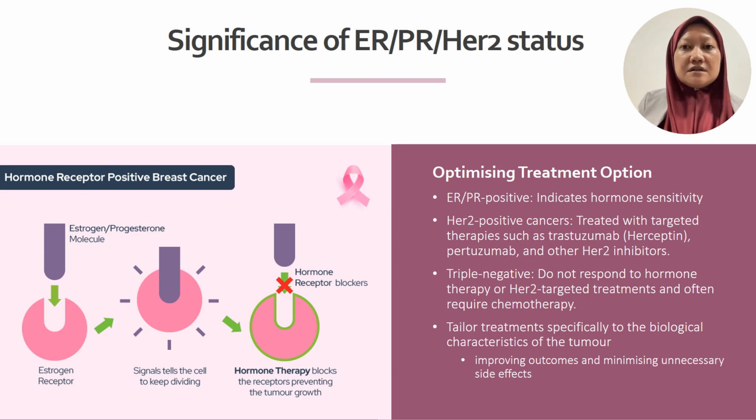Triple negative breast cancer, which lacks all three receptors, that's why we call it triple negative, does not respond to hormone therapy or HER2 targeted treatments. As a result, it often requires chemotherapy, which remains the most effective option for these aggressive tumors. By tailoring treatment to the unique biological profile of each tumor, we can not only improve patient outcomes but also minimize unnecessary side effects, providing a more personalized and effective approach to breast cancer.